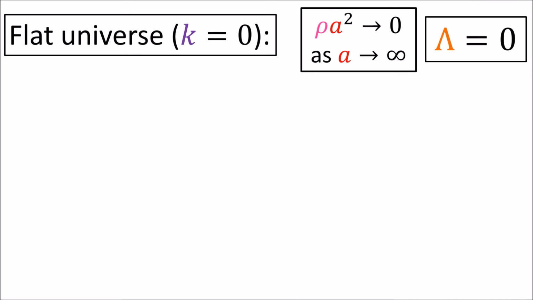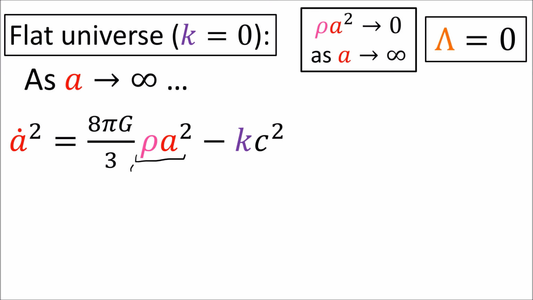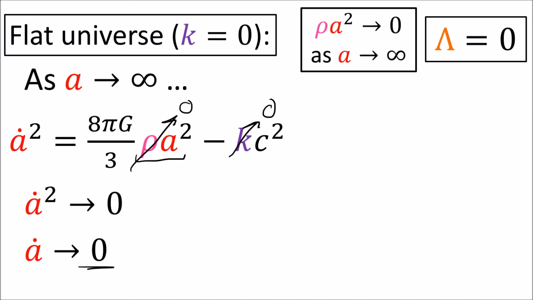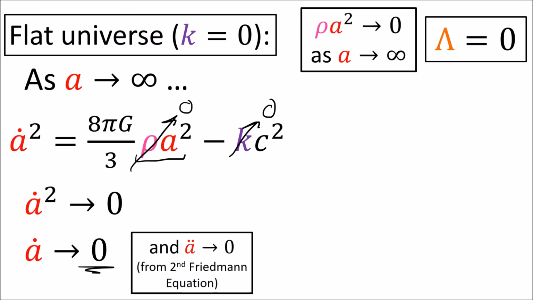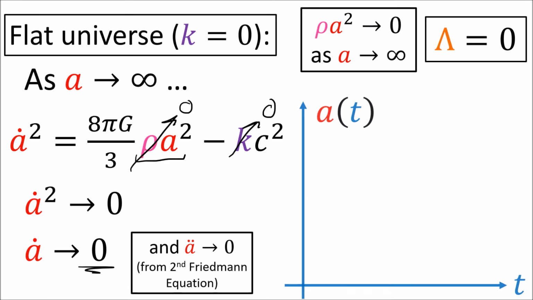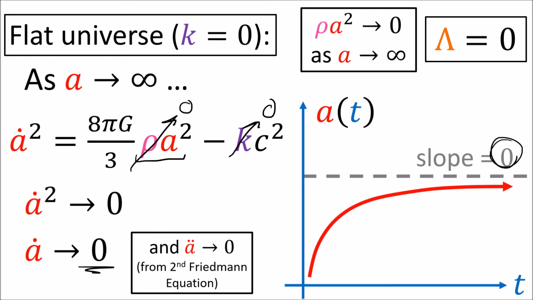For a flat universe, an expanding universe will eventually send this term to 0. And since k equals 0, this term doesn't exist. So in the long term, we end up with an a dot of 0 and an a double dot of 0. So an expanding flat universe in the far future will tend toward a maximum size that it can never expand beyond.